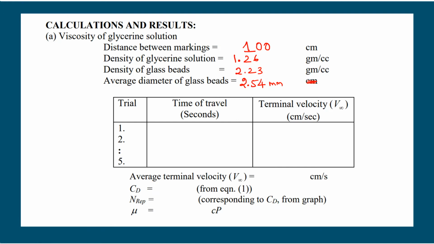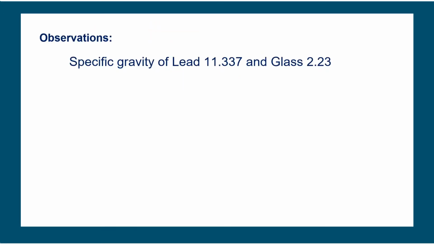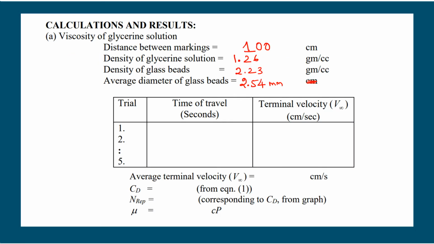Okay, so that can be noted down. We can measure the density of these glass beads. Specific gravity data is given. From that you will calculate the density. Average diameter of the glass beads will be calculated using the Vernier calipers.